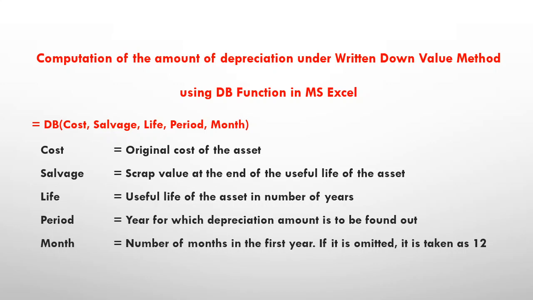Computation of the amount of depreciation under WDV method using DB function in MS Excel is equal to DB open parenthesis cost, salvage, life, period, month, close parenthesis. Cost is equal to original cost of the asset. Salvage is the scrap value at the end of the useful life of the asset. Life is the useful life of the asset in number of years. Period is the year for which depreciation amount is to be found out. Month is equal to number of months in the first year. If it is omitted, it is taken as 12.